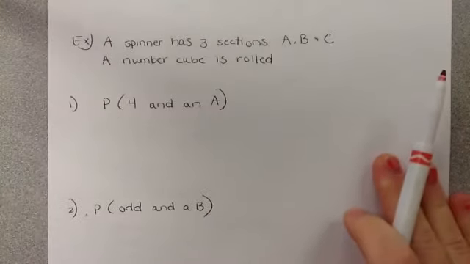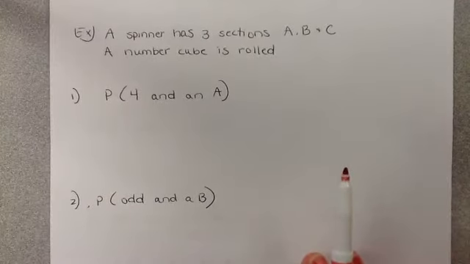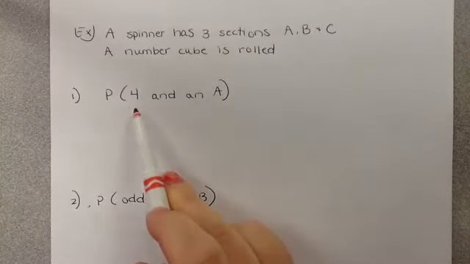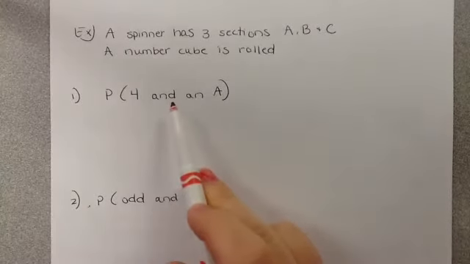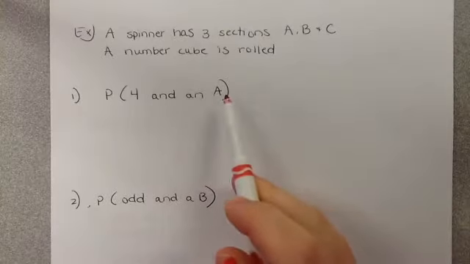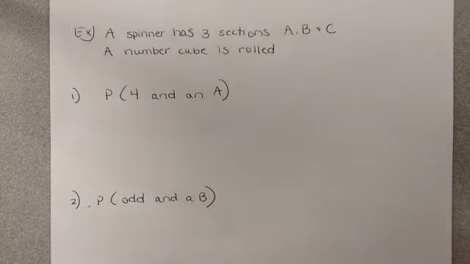So let's take a look at some examples. A spinner has three sections, A, B, and C. A number cube, which is also a dice, is rolled. So two things are happening. We're rolling a dice and spinning a spinner. Okay? Two different events. We want to find the probability that we land on a 4 and we spin an A. Okay? So there's two things happening.